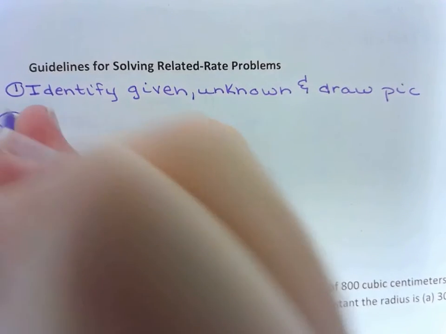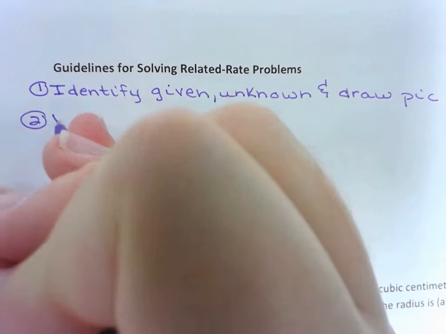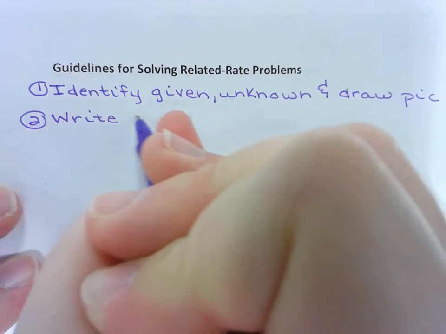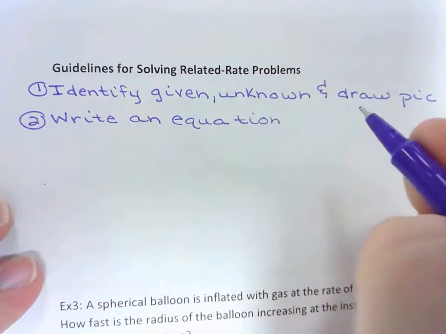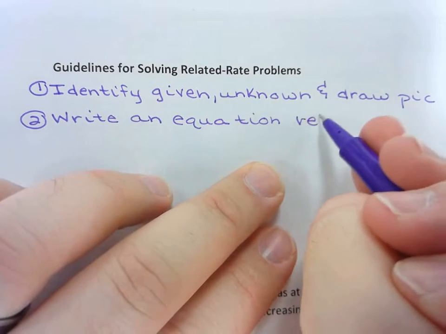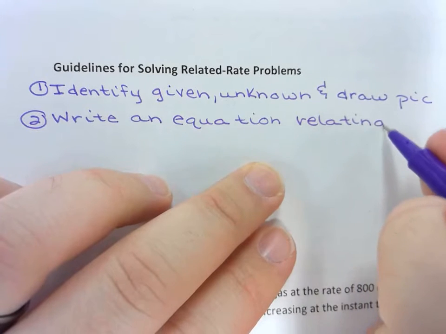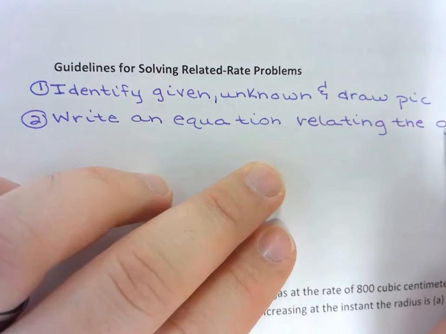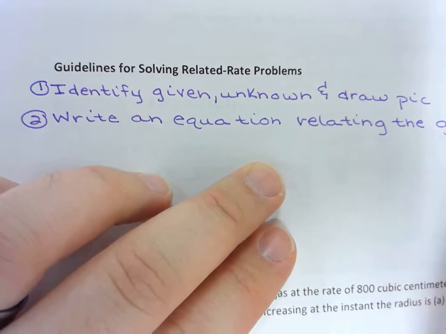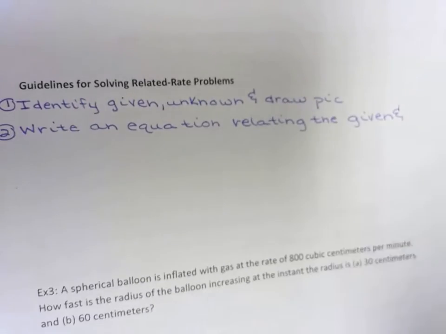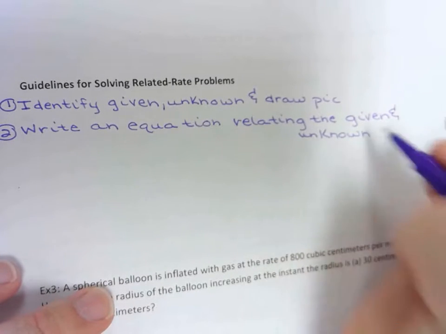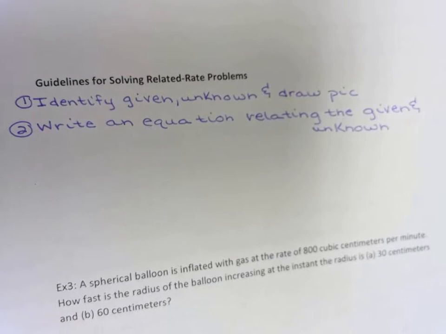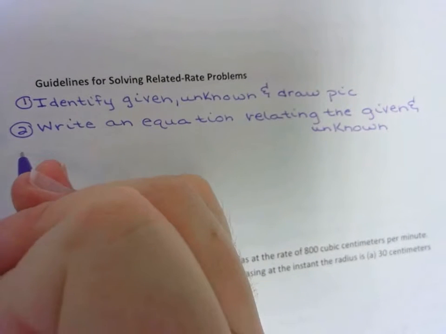Second step is you want to write an equation. This is a big one. Write an equation relating the given and unknown. We'll talk more about these as we go through some, so just write them down for now. We'll worry about understanding it in a second. The third thing is we're going to differentiate.